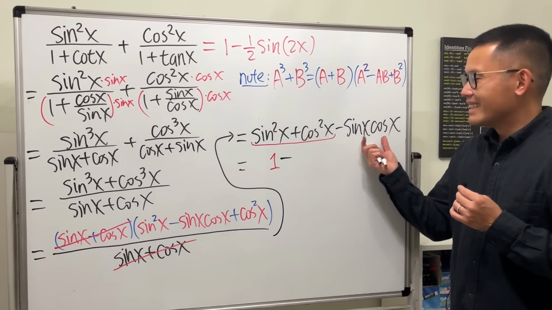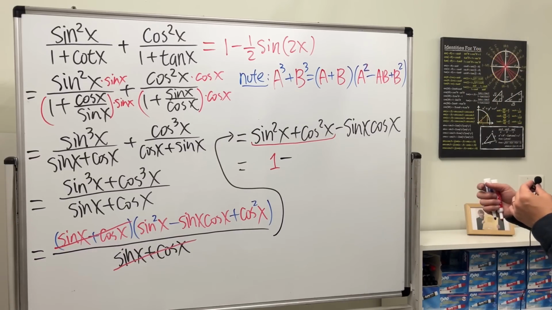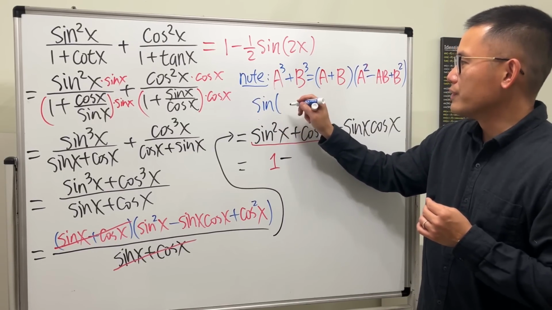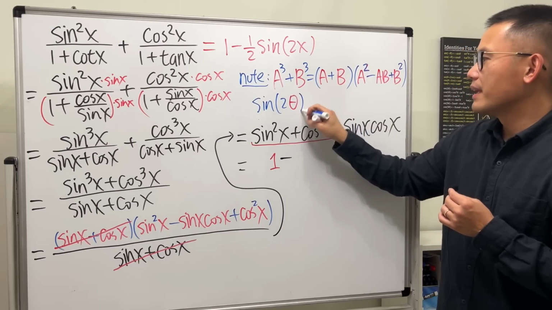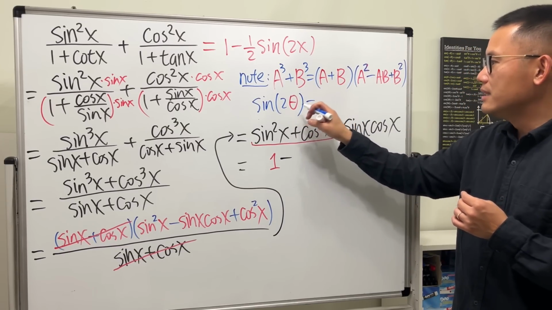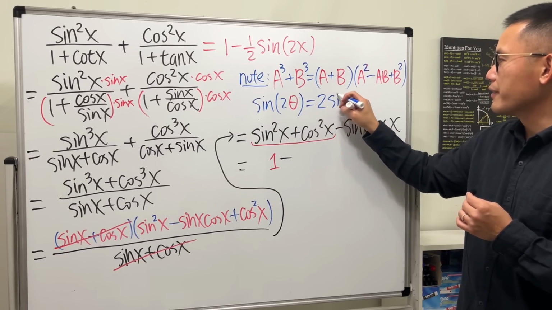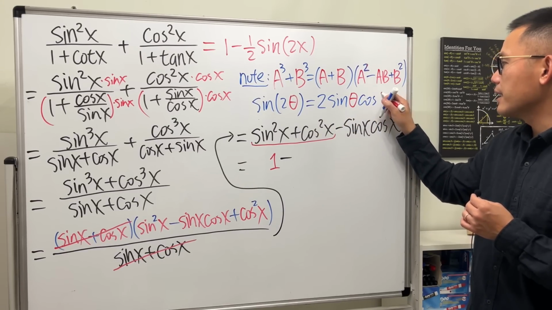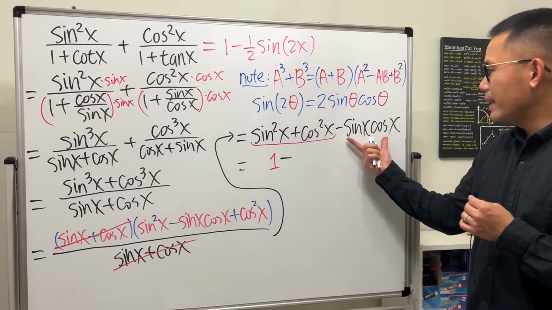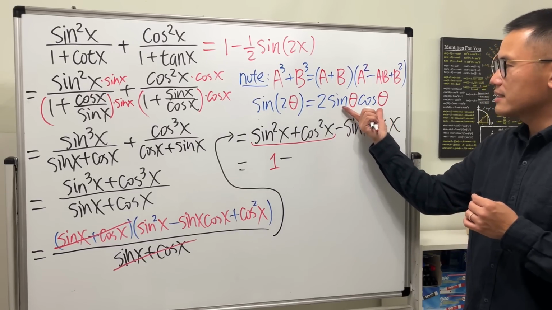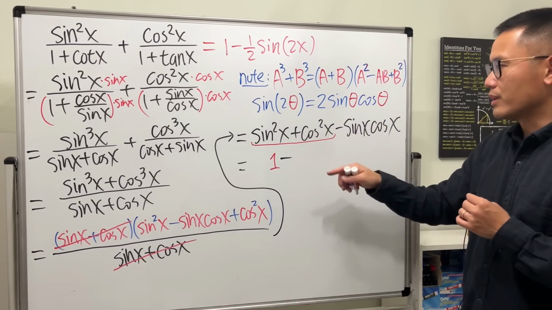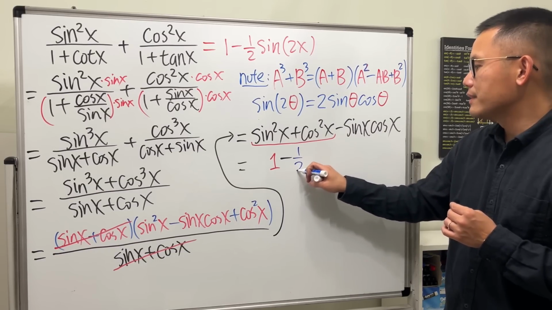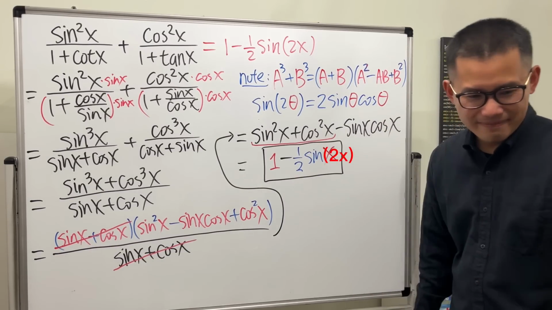Well, this right here should remind you of the double angle identity. I'll write this down right here. If we have sine of 2 theta, whatever the angle is, this is equal to 2 sine of theta times cosine of theta. Now we have this part, theta is x. We don't have the 2 though, but it's okay. We can divide the 2 to both sides. So for this portion, we can say that's 1/2 sine of 2x.